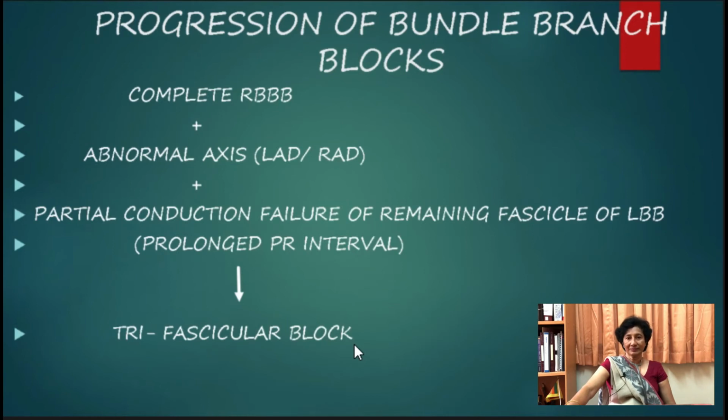Trifascicular block. So, in this patient, there is a total conduction failure of the right bundle, total conduction failure of one of the fascicles, either anterior or posterior, and partial conduction failure of the remaining fascicle of the left bundle branch, giving rise to trifascicular block.